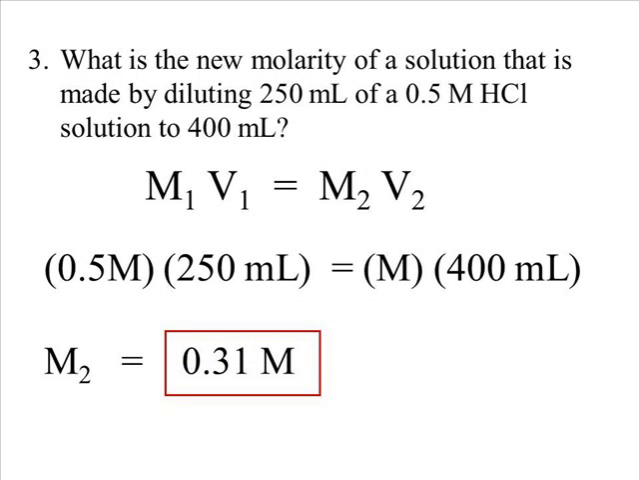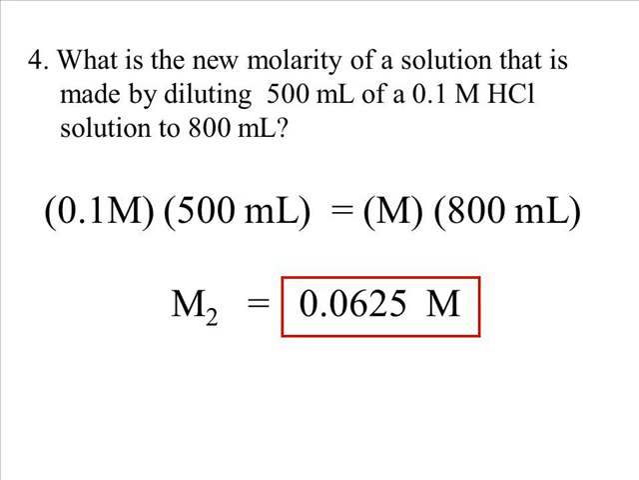What's the new molarity of a solution that's made by diluting 250 milliliters of a 0.5 molar HCl solution to 400 milliliters? Again, M1V1 is equal to M2V2. Take your original solution. You've got a 0.5 molar solution. You have 250 milliliters of it. You're diluting it on the right to 400 milliliters and solving for that new molarity. So your new molarity will be 0.31 molar. So by taking 250 milliliters of 0.5 molar and diluting it to a total volume of 400 milliliters, you will have made a 0.31 molar solution.